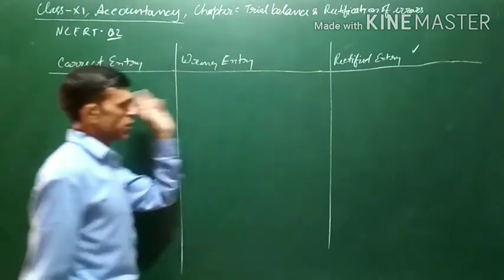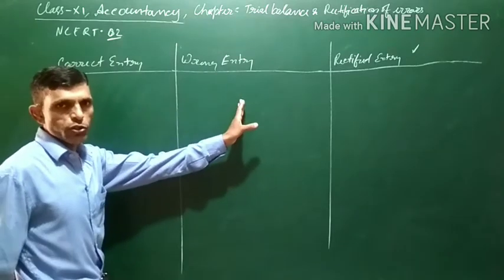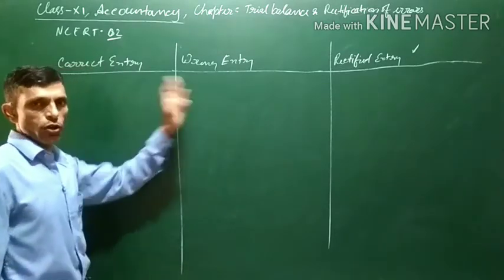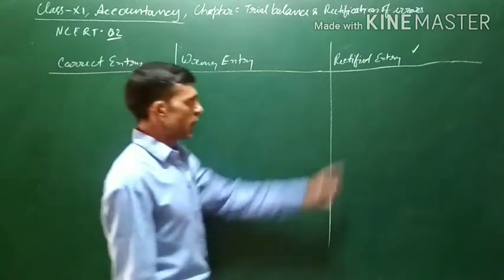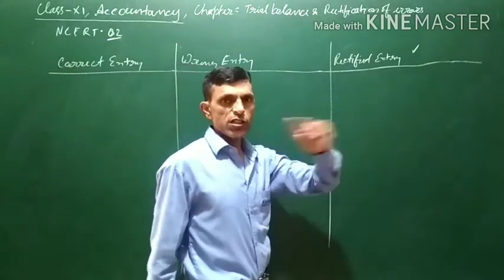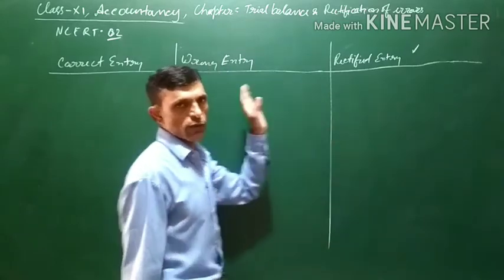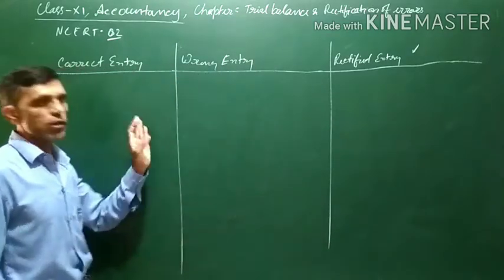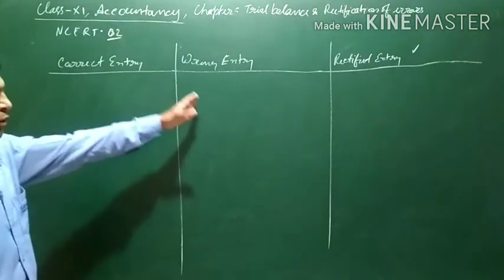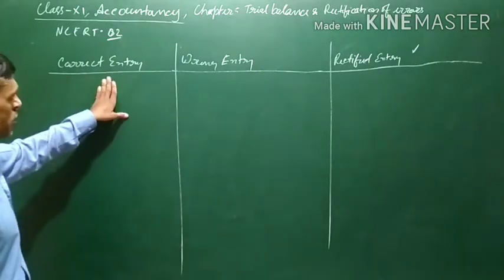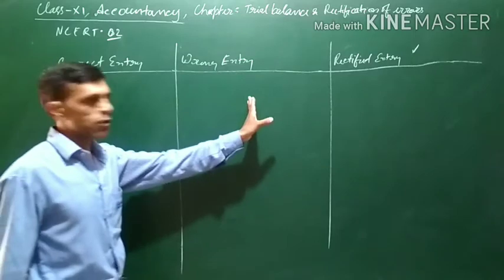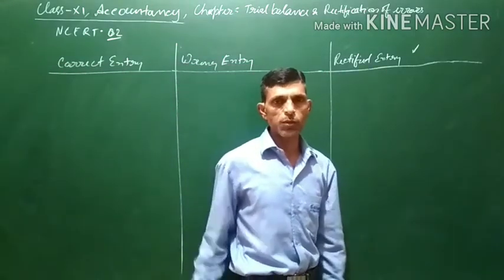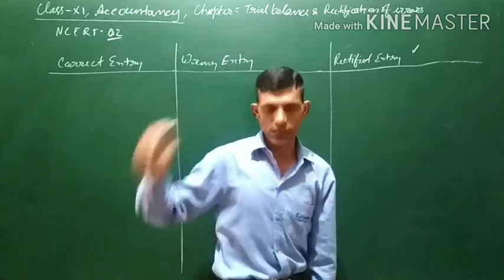These 2 things can be done as rough work also, but even if you write them as part of the answer, it is good. But this rectified entry is more important, it should be correct. The rest is not important, but for your better understanding, it is good that you write them as part of the answer also. First the correct entry should be written, then the wrong entry, and now we will pass the rectified entry on the basis of these 2 entries.